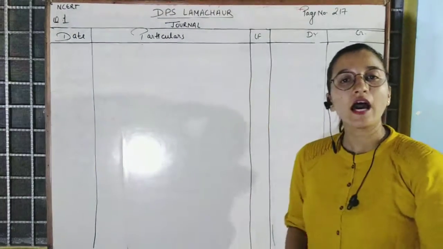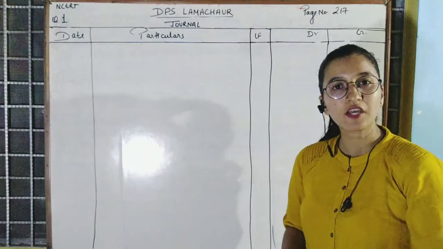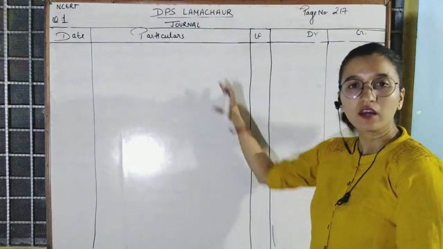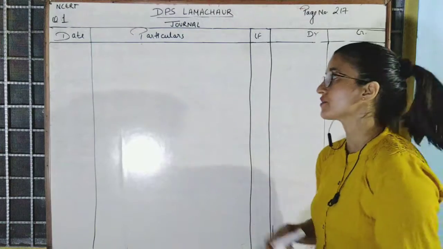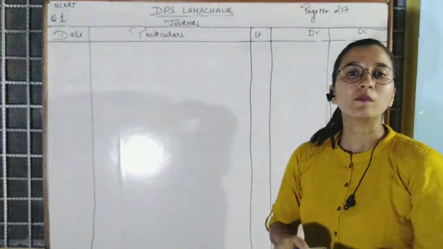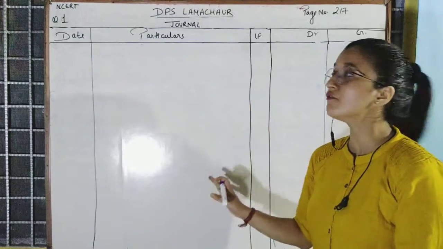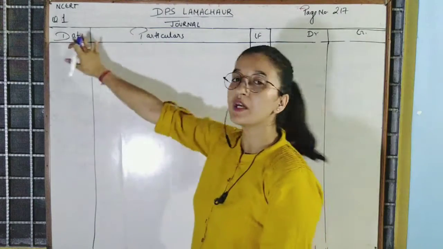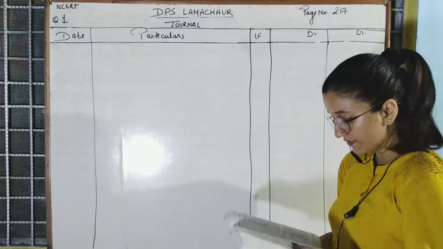Hello everyone. As in the previous session, we have discussed the concept of rectification of error, and we have solved many transactions related to rectification of errors. So now in this session, we will be solving some numerical questions based on rectification of error. So here is question number 1 of NCERT, page number 217.